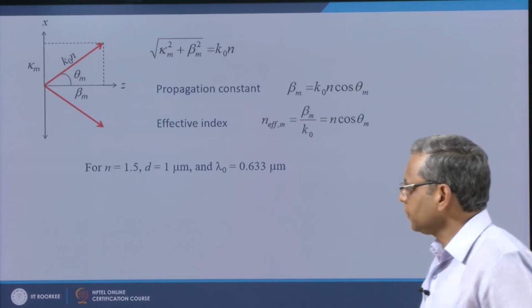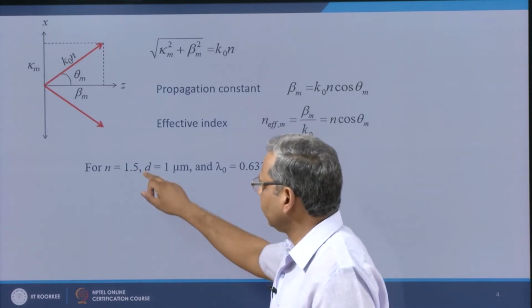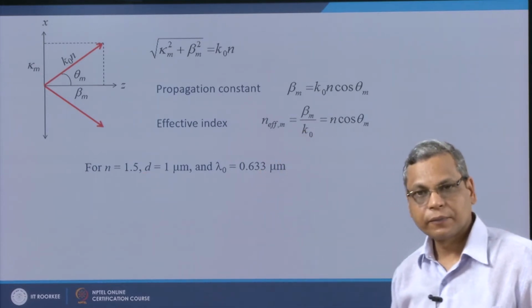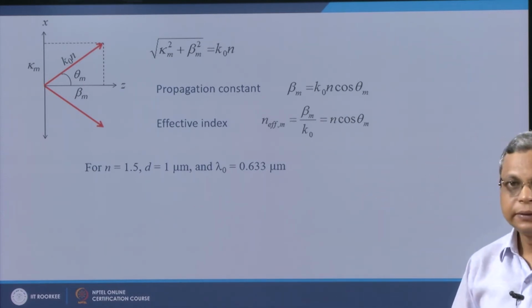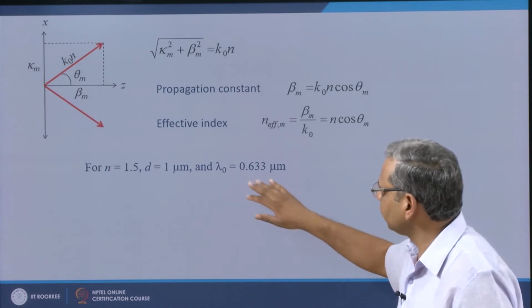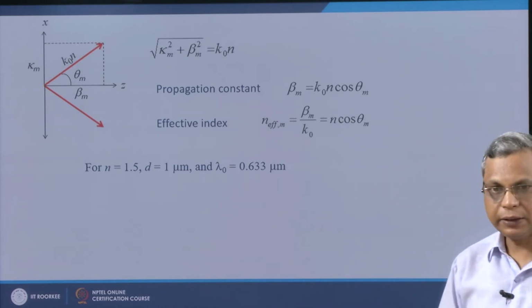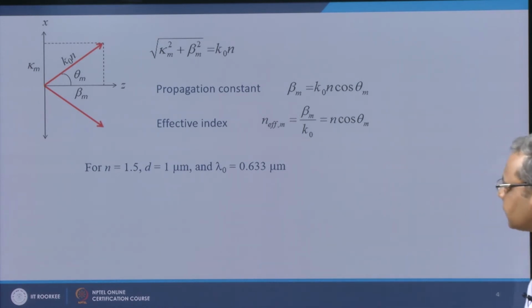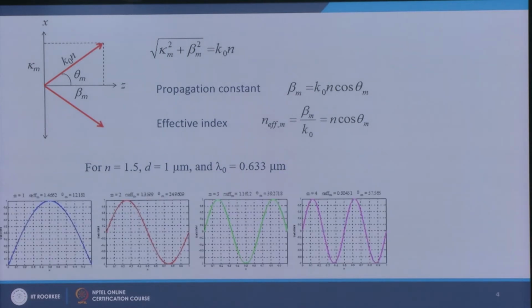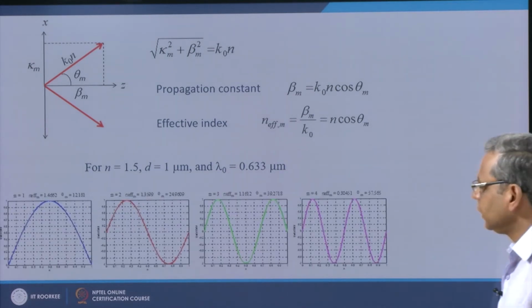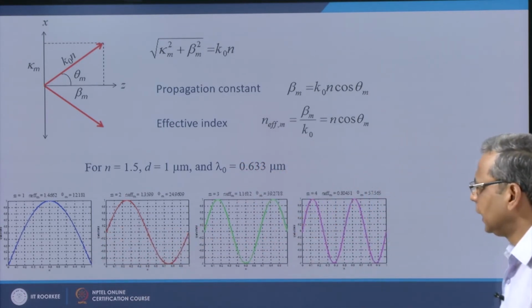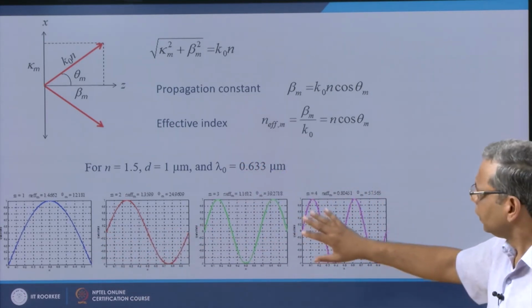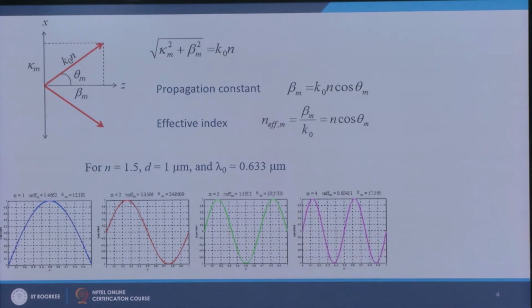For example, for n is equal to 1.5, d is equal to 1 micrometer, and lambda naught is equal to 0.633 micrometer, the helium neon wavelength, I find out that there are these 4 modes. Let me look at them closely.